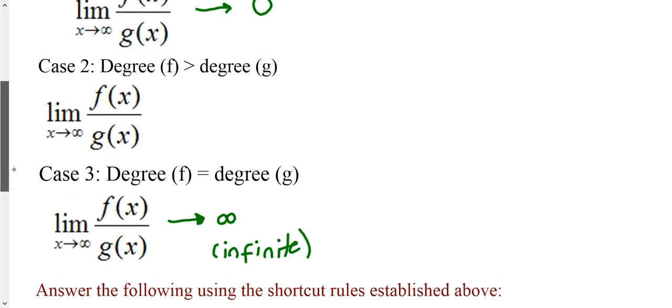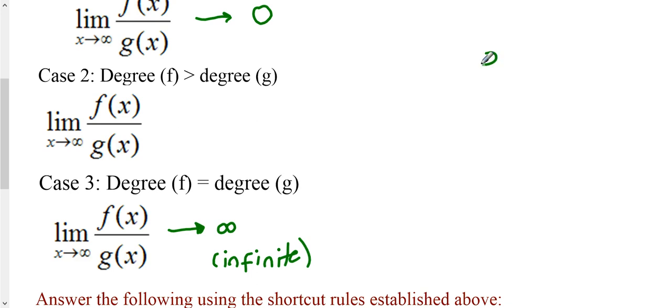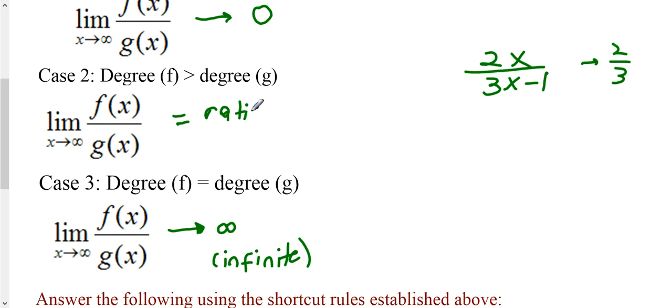And what happens if the degrees are the same? Something like 2x over 3x minus 1 as x goes to infinity. We did an example similar to this early on. The way this one turns out to be, and you could do a proof for it, is you take the ratio of the leading coefficients. So this one is going to go to 2/3 basically. Ratio of leading coefficients. And you could do a few examples to verify that. You could do a proof, but that's what's going to happen.